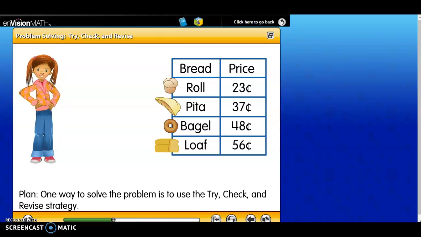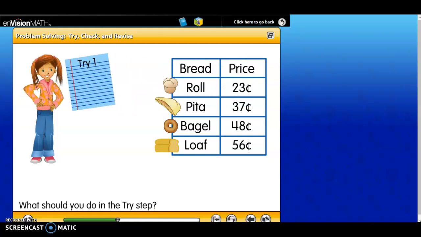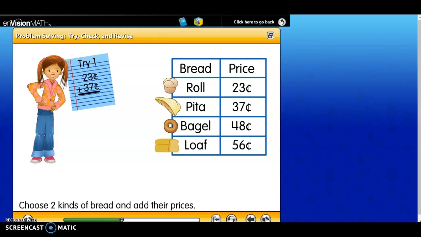Plan. One way to solve the problem is to use the try, check, and revise strategy. So today we are going to try, check, and revise. What should you do in the try step? Should we pick 2 breads and add them together to see if they equal 93 cents? I think so. Choose 2 kinds of bread and add their prices.